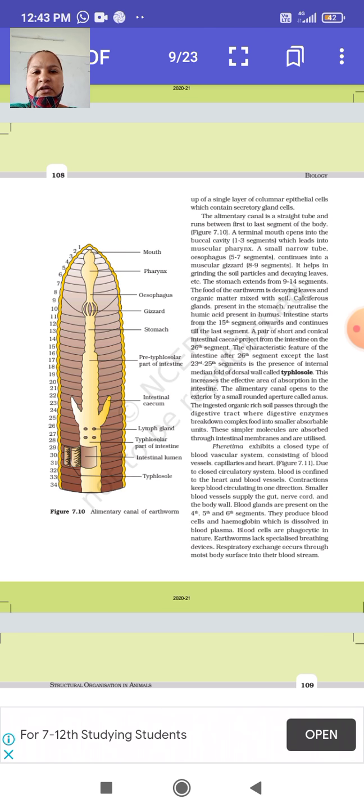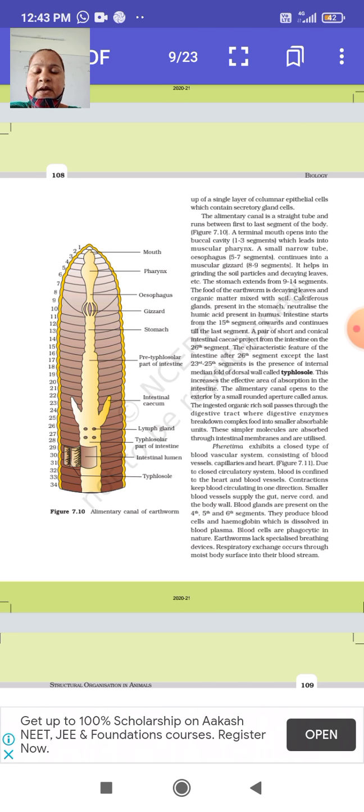Now the buccal cavity leads into a pharynx. Pharynx is muscular. A narrow tube called the esophagus is present between the 5th to 7th segment, and it continues into a gizzard, and the gizzard is muscular. The gizzard is found between the 8th to 9th segment. Now what is the function of the gizzard? It mainly helps in grinding the soil particles and decaying leaves.